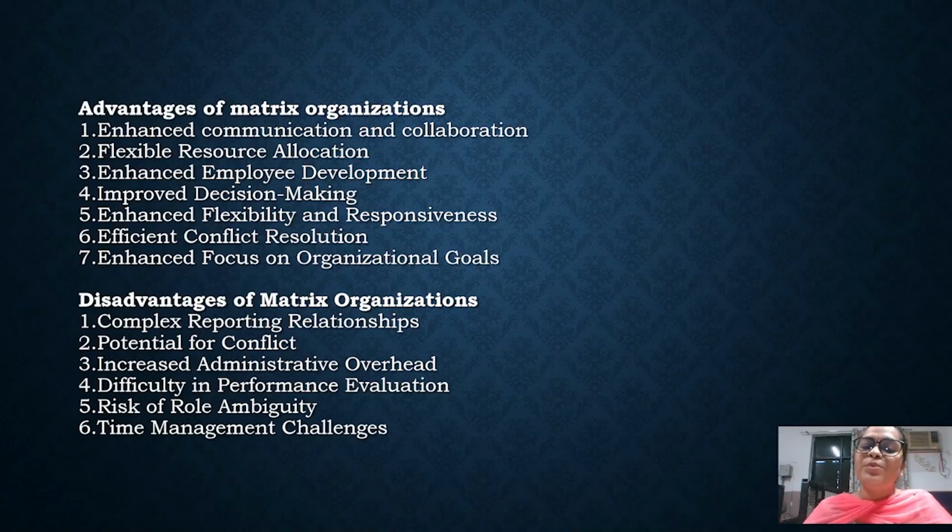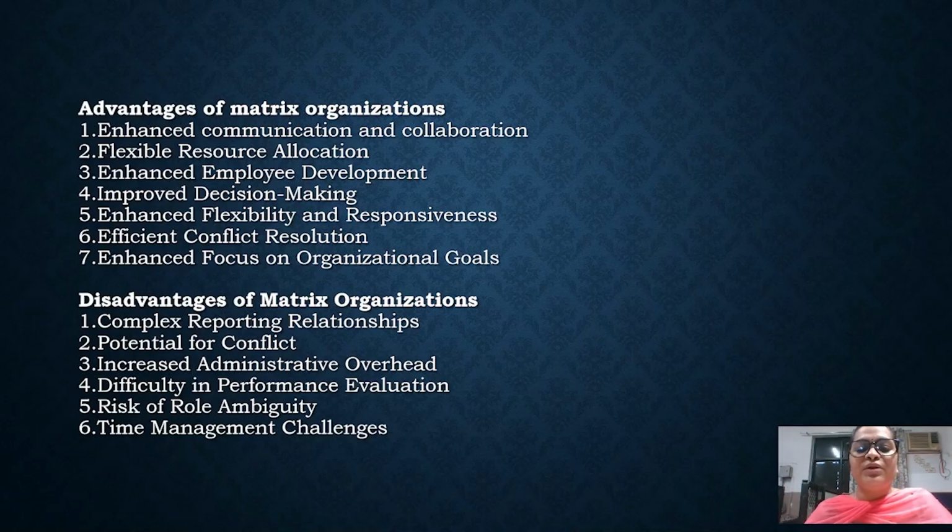Now, the first is complex reporting relationship, which means the dual reporting system is there. So, the dual reporting structure can create confusion and ambiguity among the employees, right? Employees might struggle to prioritize tasks, like if they have received conflicting instructions from both the managers, right? So they will be confused, they will be in ambiguity about what to execute first. This complexity will require clear communication and well-defined roles to prevent misunderstandings between the employees.